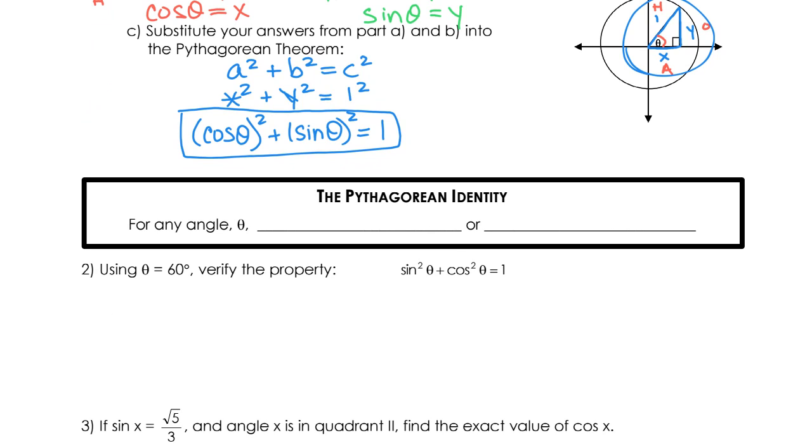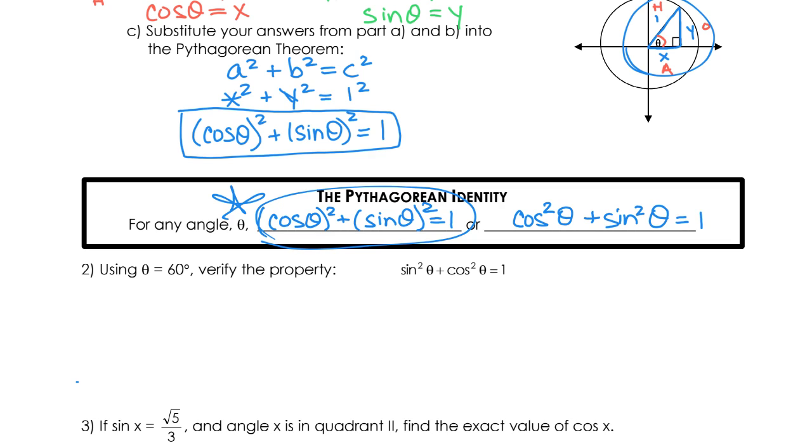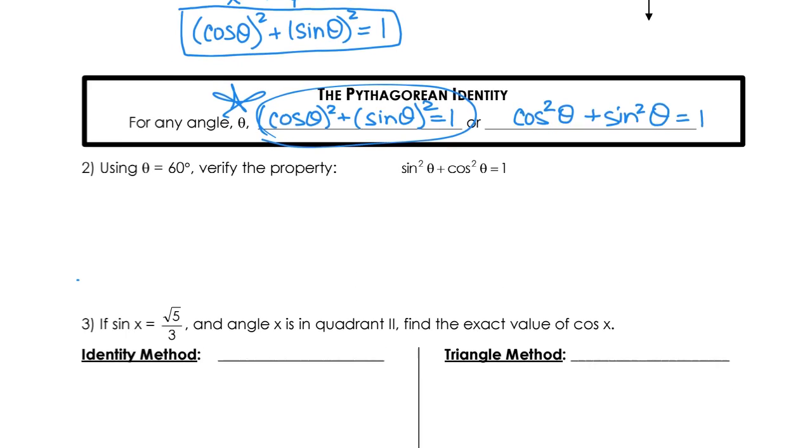So coming down here, it says for any angle theta, cosine theta squared plus sine theta squared must equal 1. Okay? They can also rewrite it where the squareds are on the actual trig functions, all right, and not in parentheses. I prefer this look of the Pythagorean identity, but you might also see it written like this, which I think is a little confusing for you guys. Okay, but they could also write it like that. All right.